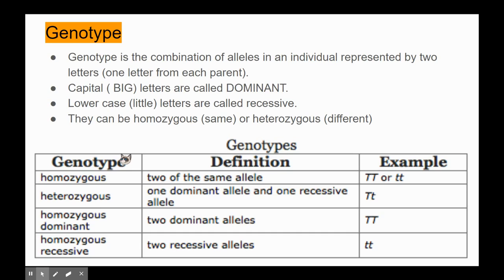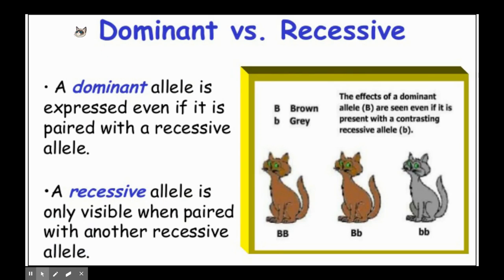So down here, we can look at examples of that. You could have homozygous dominant, which would be a big T and a big T, or you could have homozygous recessive, which would be a little t, little t. You could also have heterozygous, which is always going to be one big, one little, because like I said, hetero means different. So there's never going to be an instance where a heterozygous genotype will have two of the same letter.